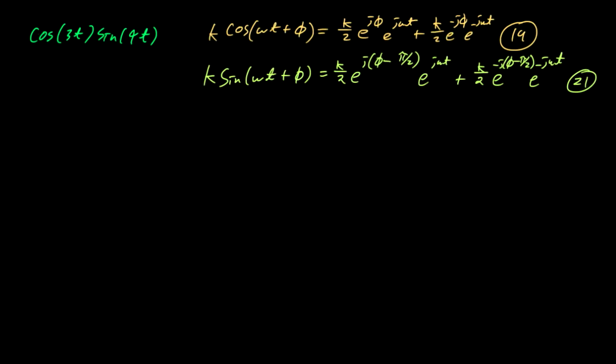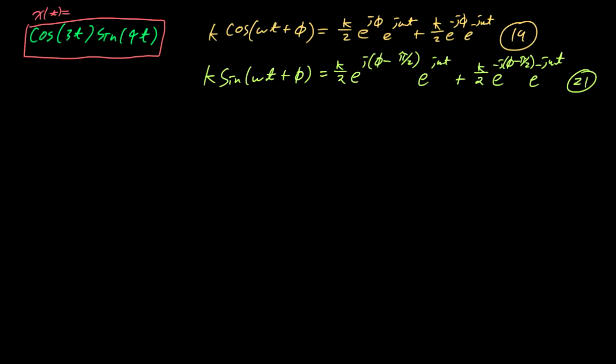So now what we're going to do in this video is take this function that we were given, this is our x of t, convert each part into complex exponentials, and then multiply them together. And then that's how we're going to get our answer. So first off, the k's for both our cosine and our sine are both 1, right? And we don't have a phase shift for either our cosine or our sine.